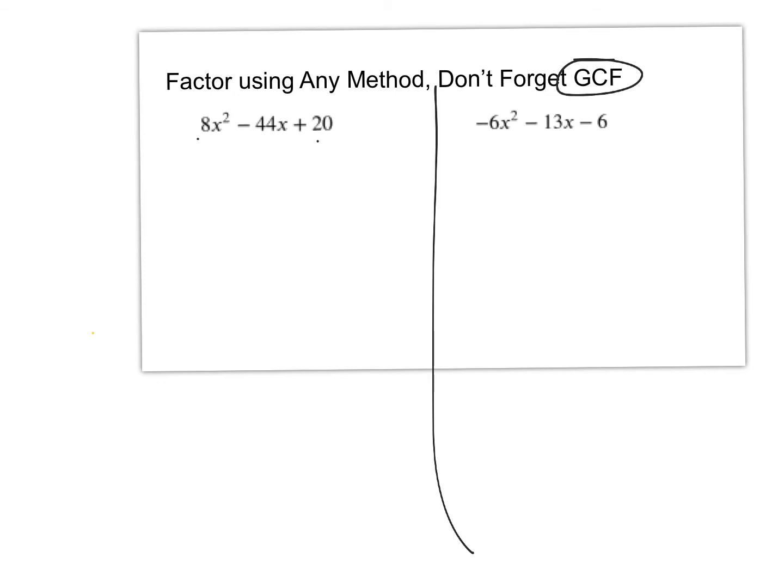Okay, so let's start up. I have 3 pieces. I got a leader in front. But looking for greatest common factor between 8x squared, 44x, and 20, I have a GCF of 4. I can take that out and make this now 2x squared minus 11x plus 5. That certainly is a lot better than dealing with 8 with 160.